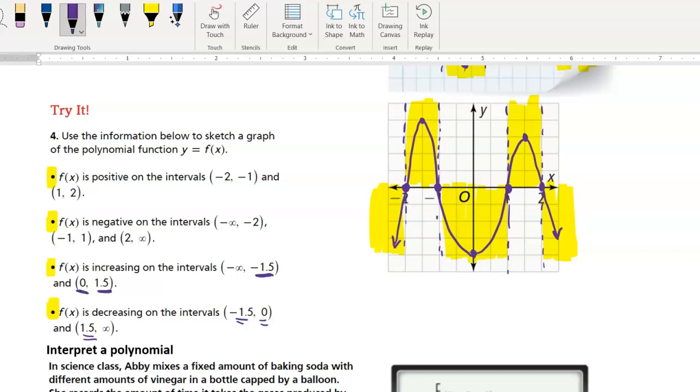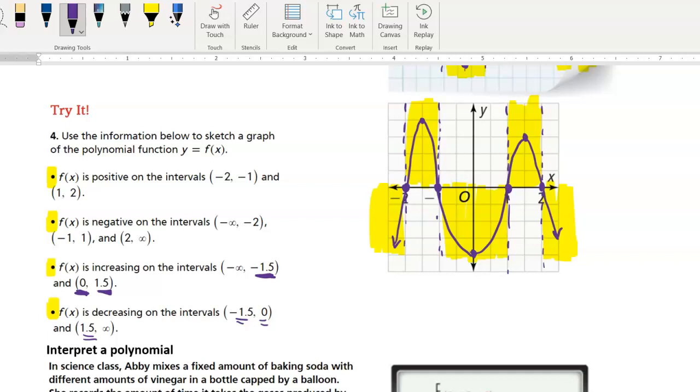I underlined all the numbers. Negative infinity just means that it's going to keep going down that way. It's not going to change directions, but it's going to change directions at negative 1.5. It's going to change direction at 0. It's going to change direction at 1.5 because those intervals are along the x-axis.